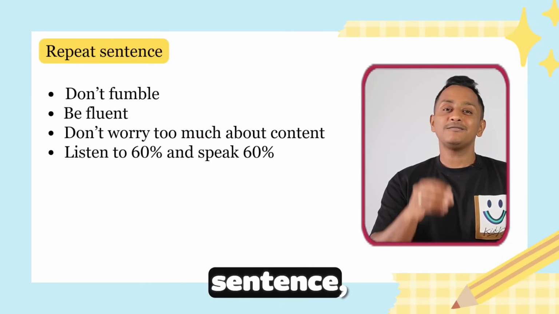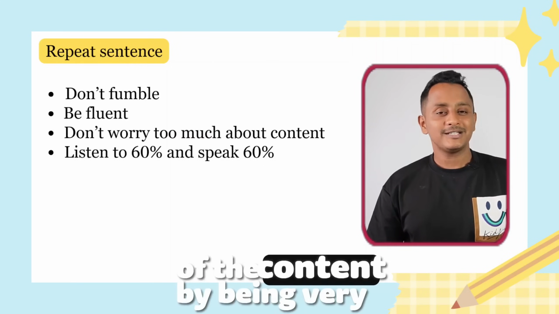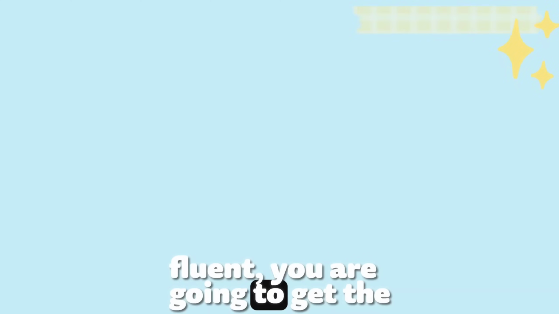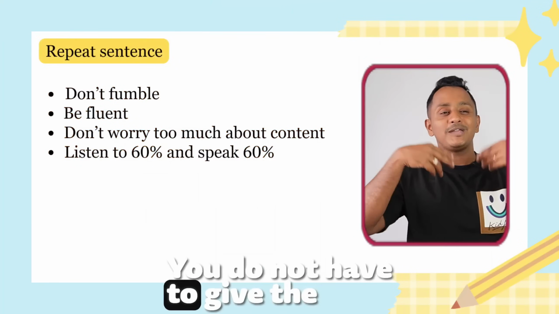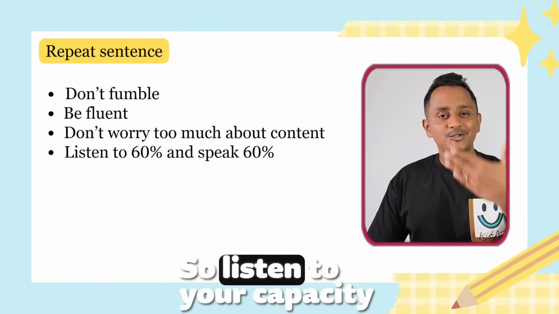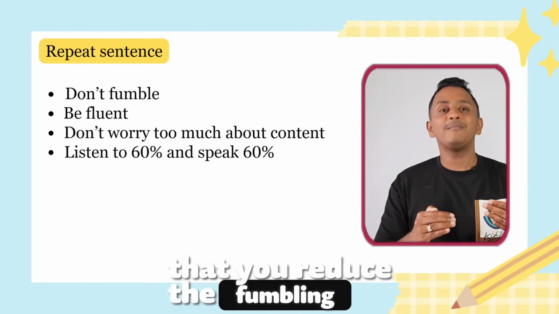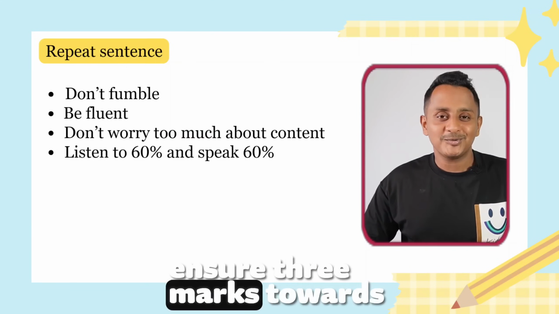Remember, in the repeat sentence, if you match 50 to 60% of the content by being very fluent, you're going to get the complete 3 marks towards your speaking and complete 3 marks towards your listening. You don't have to give the entire content. So listen to your capacity so that you reduce the fumbling and ensure 3 marks towards your speaking and 3 marks towards your listening.